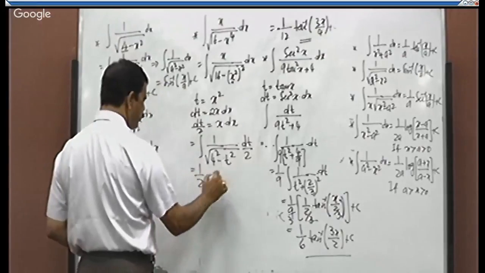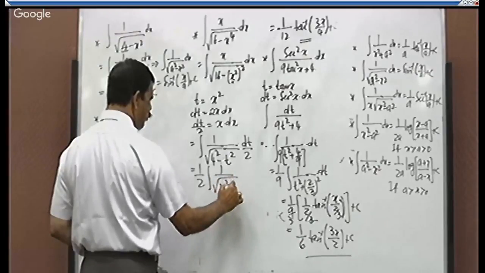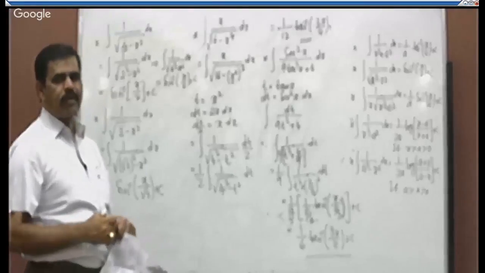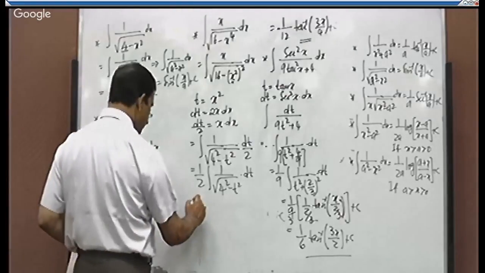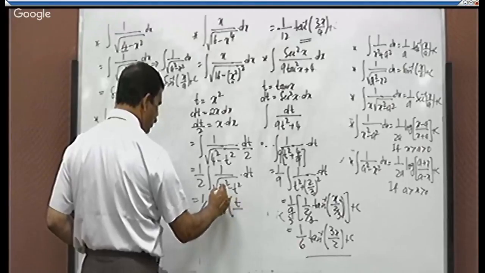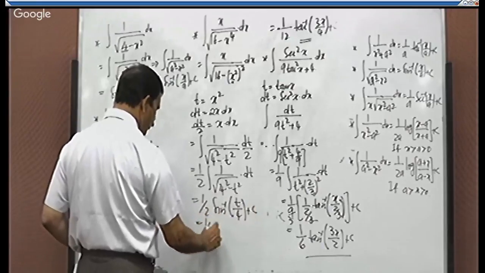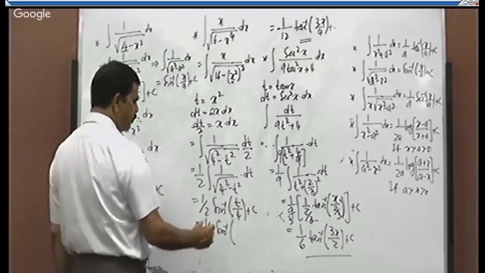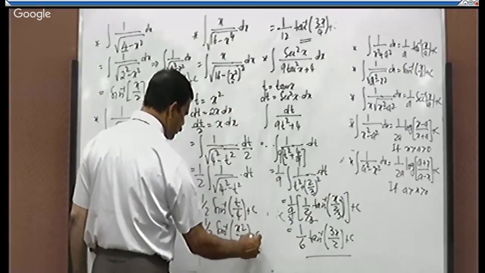Take 1 by 2 outside. It is equal to 1 by 2 into 1 by root of 4 square minus t square into dt. Now this is in the second standard form, 1 by root of a square minus x square. What is the answer for that? It is sine inverse of t divided by a, so a, that is 4, plus c. Just replace the value of t. What is t? t is equal to x square. So x square divided by 4 plus c.